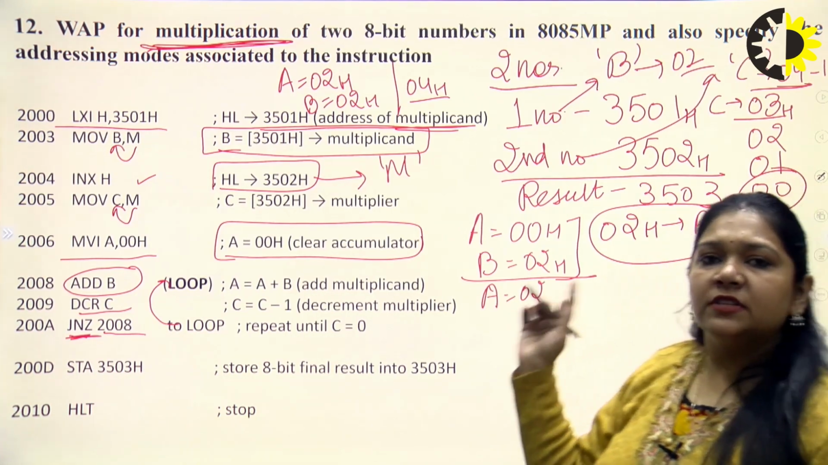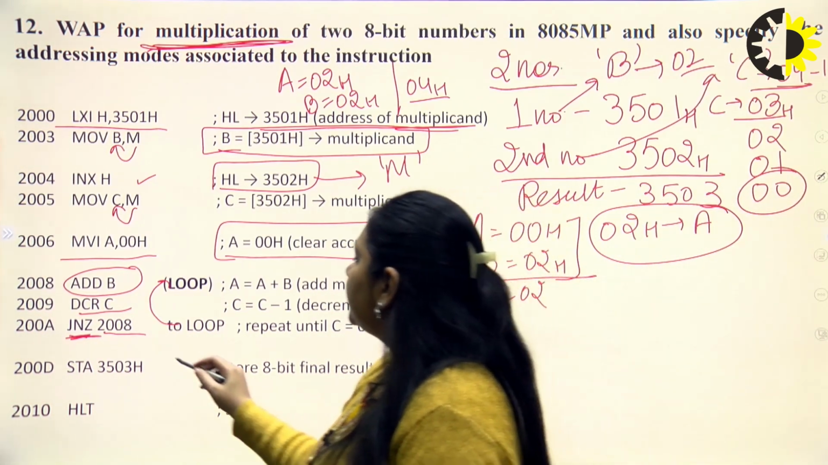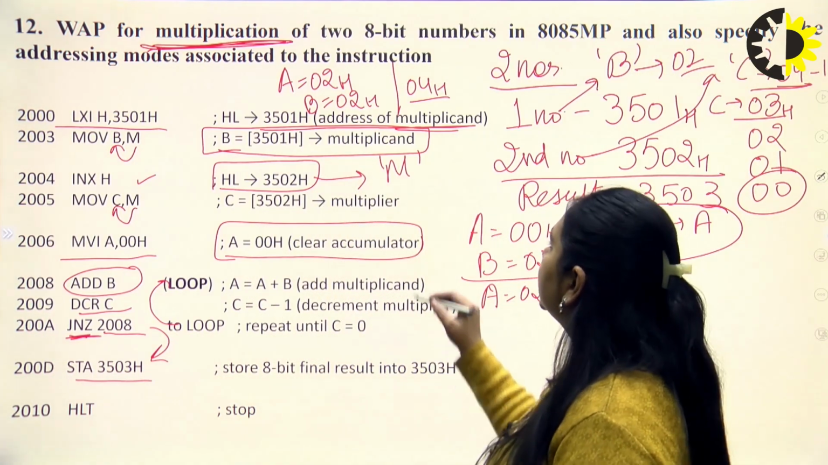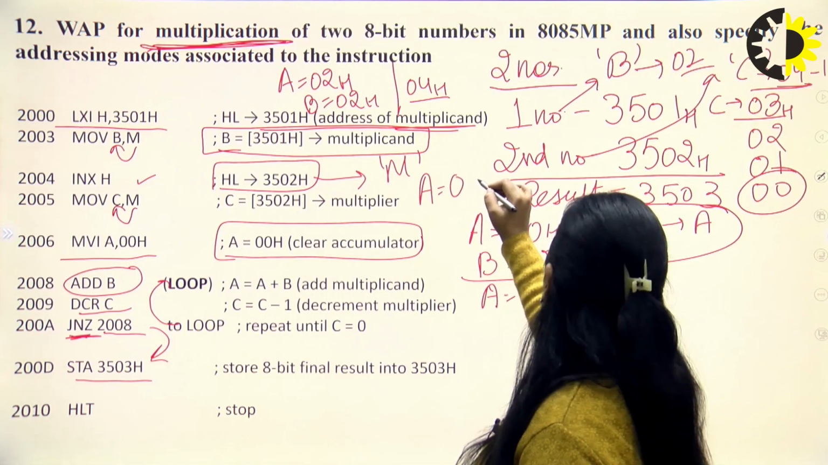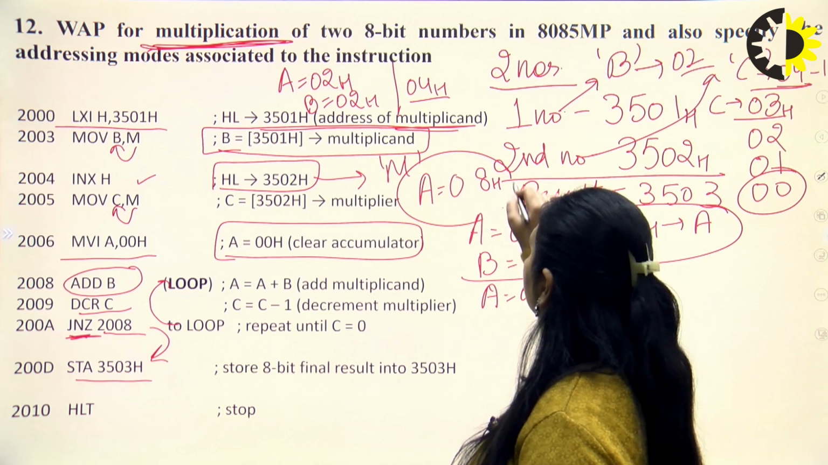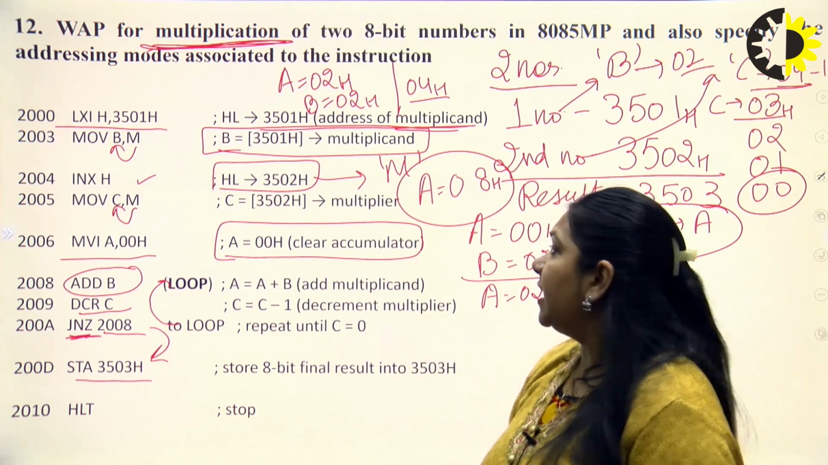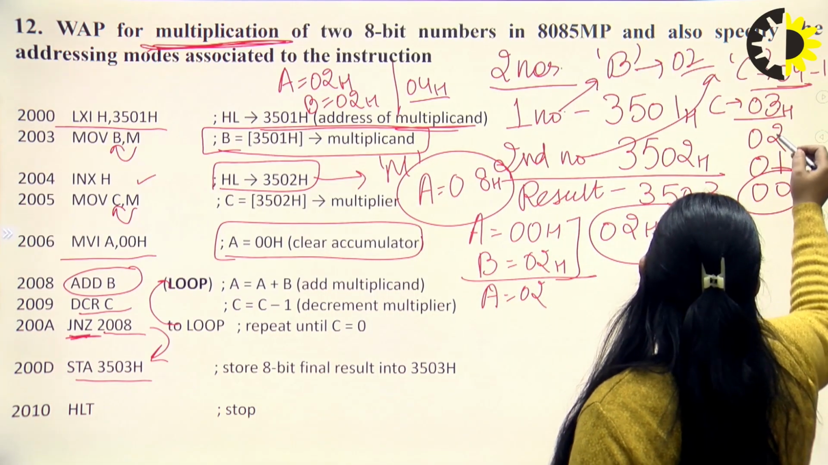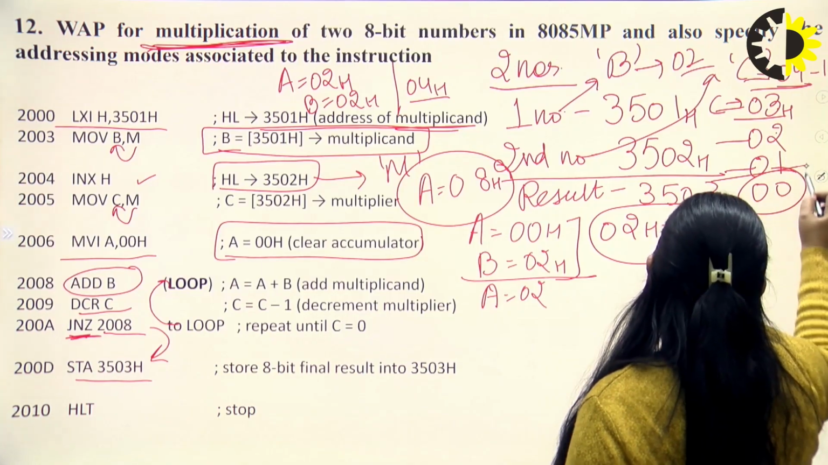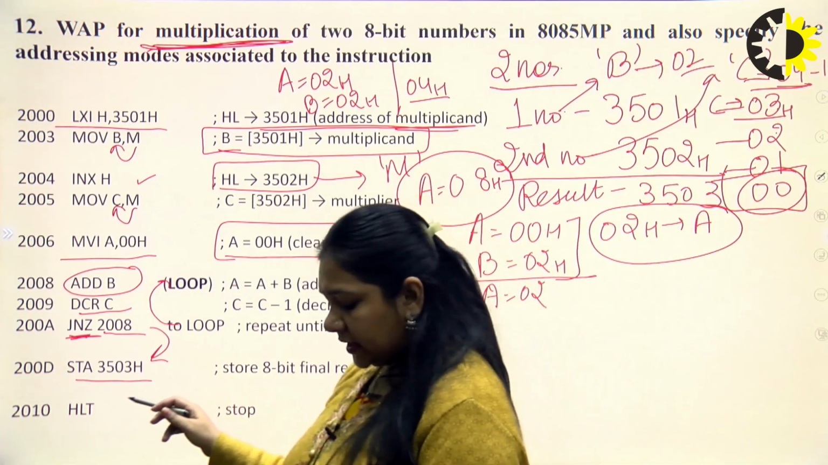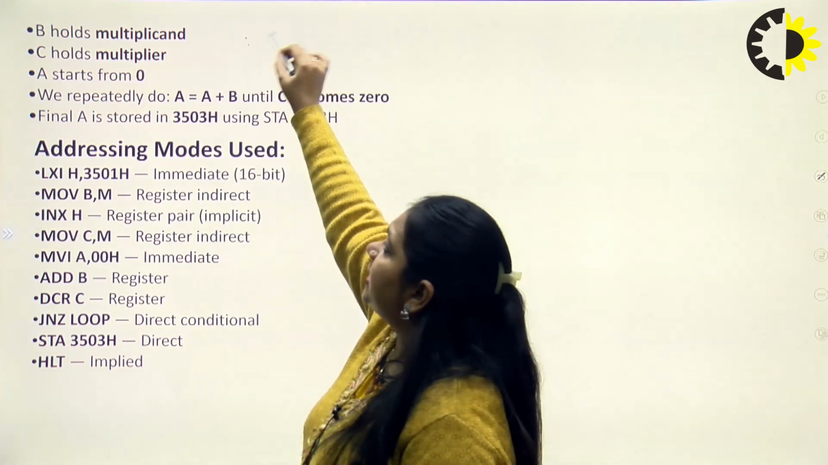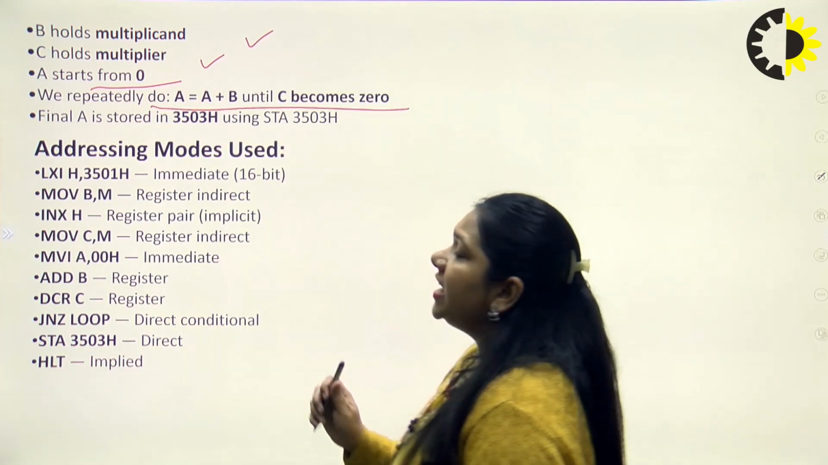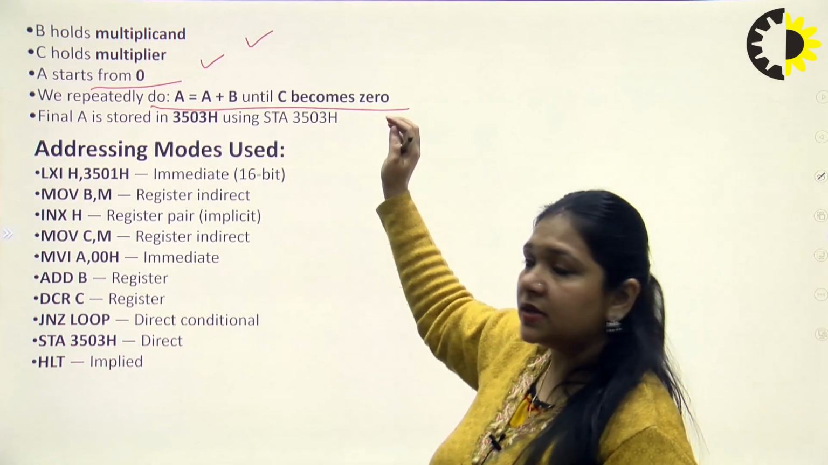When the contents of register C are 00, it will after that store the contents of accumulator, and at that particular point accumulator contents will be 08H. 2 multiplied by 4 is 8, and we have to repeat this addition 4 times: 1, 2, 3 and 4. And this is the last thing. So we have to just store the data. B holds the multiplicand, C holds the multiplier, A starts from 0. We repeatedly do A plus B until C becomes 0. This is the conclusion here.